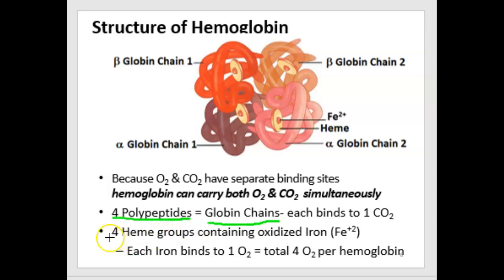There's also 4 heme groups embedded in each one of these polypeptide chains. And these heme groups contain iron in an oxidized form. And each of the irons or heme groups can bind to 1 oxygen. So again, we can get a total of 4 oxygens for each hemoglobin.